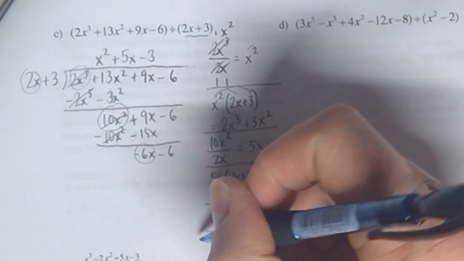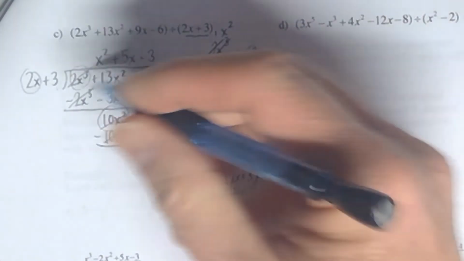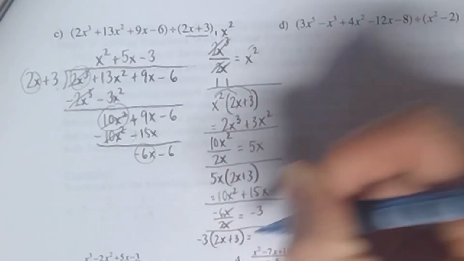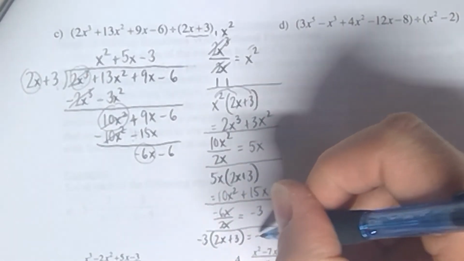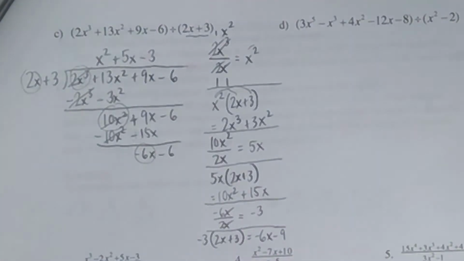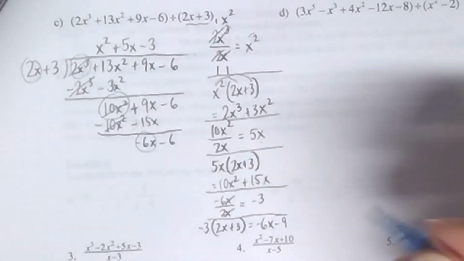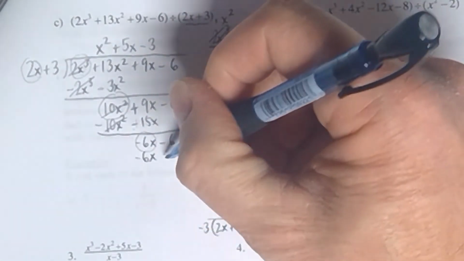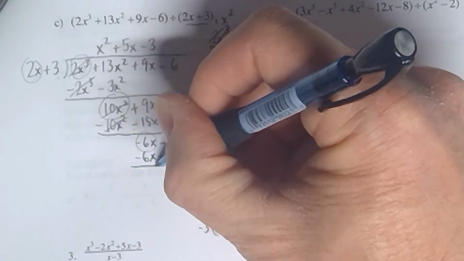Then I am going to take negative 3 and multiply by the outside part, just like I've been doing with my division answers. If I distribute that through, I get negative 6x minus 9. And so I take negative 6x minus 9. That's correct, minus 9. And I bring that down right below here.